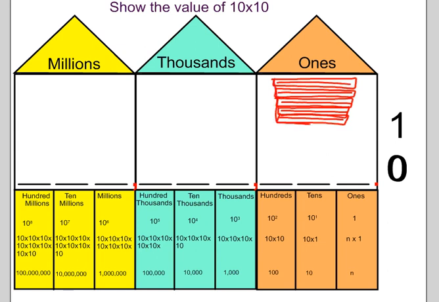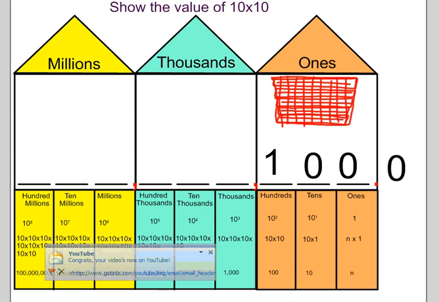It makes one flat, and I bet many of you know what that is. It's 100 because a flat has 100 little cubes in it if you were to count them all up. 4, 5, 6, 7, 8, 9, 10. That's like having 10 long rods. So 10 times 10 equals 100.